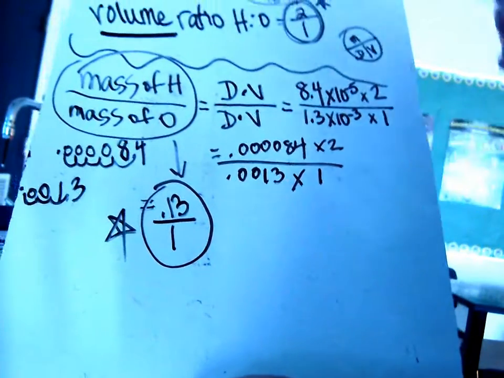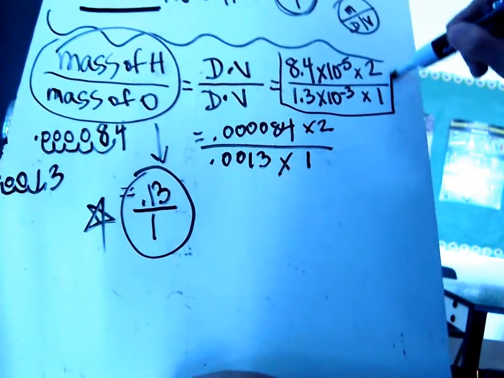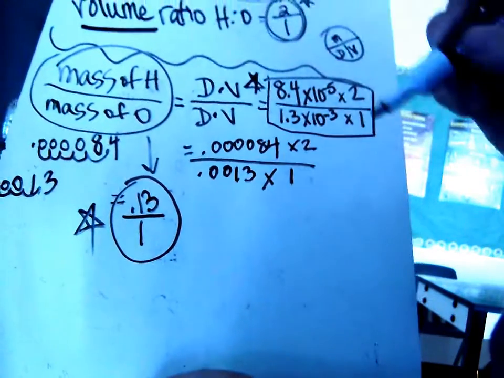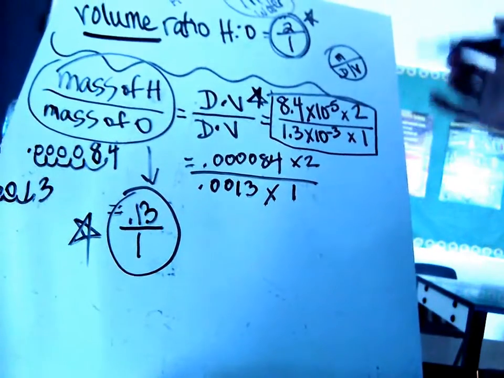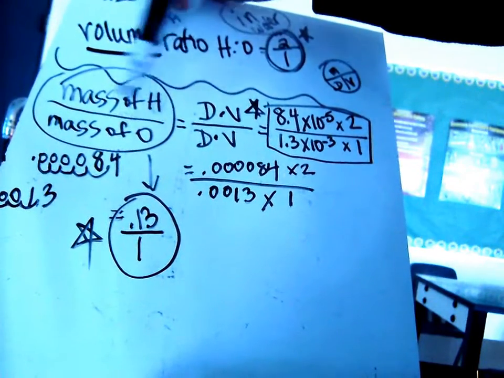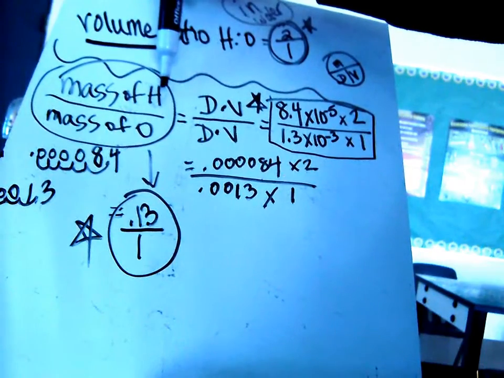Oh, one more thing before I forget. This formula right here is super important. You will see it again. Because you need to know, how did we do all of this? How do you get to the mass ratio? Because you can't measure that mass directly.